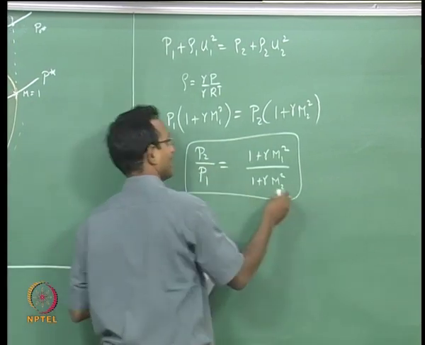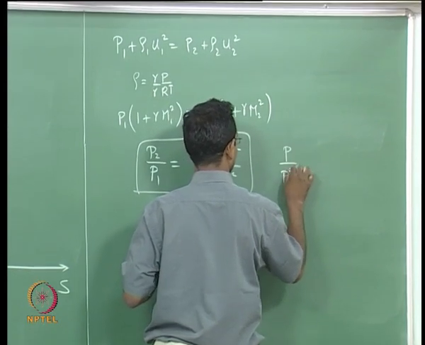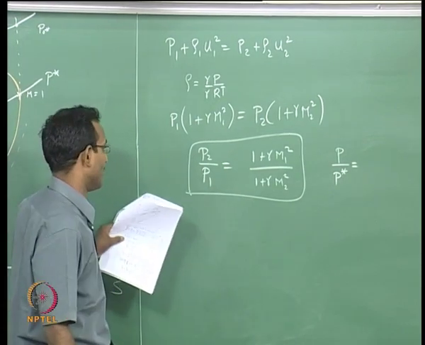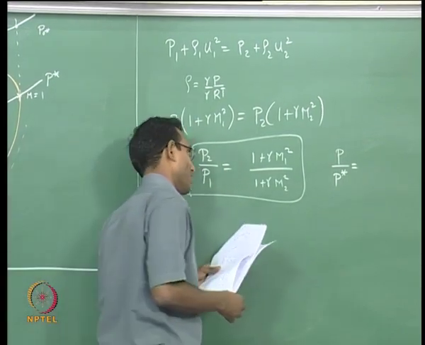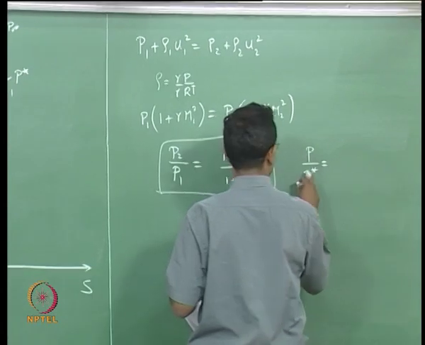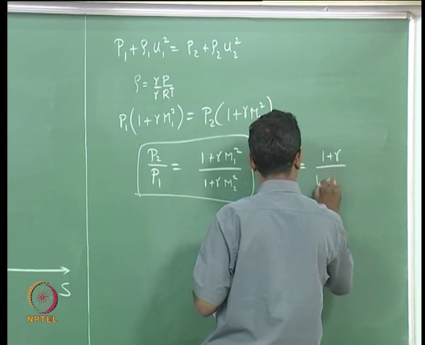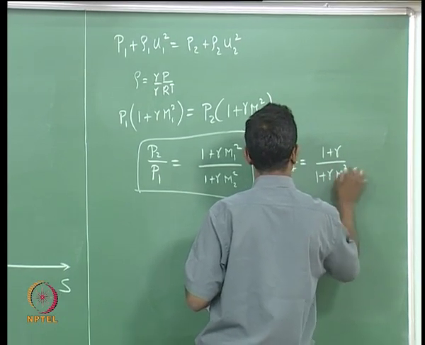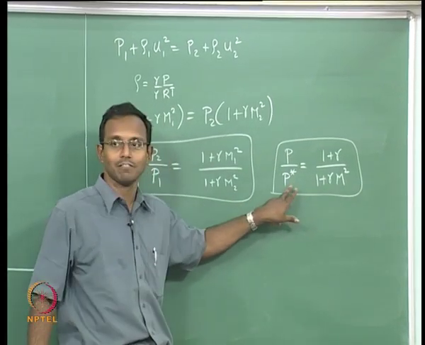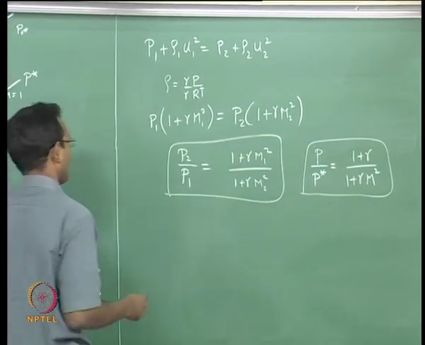And of course, now I can make this simplified version. I can give this as p by p star. I am substituting one of them as M equal to 1 condition, and I can get a p by p star also from here. If I do a p by p star, I am substituting 1 as M equal to 1: 1 plus gamma divided by 1 plus gamma M square. I am just having M square now. I am interested in one particular Mach number and I am comparing it with the star value. So it is just one M square and not M1 or M2 there. Okay, this is one relation.